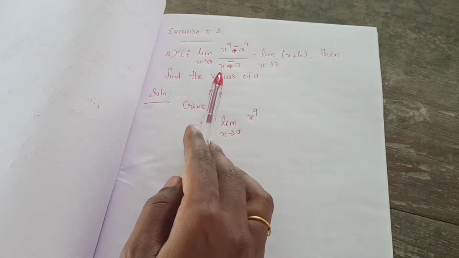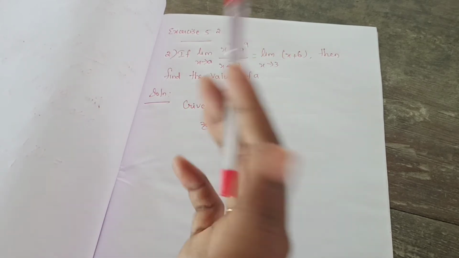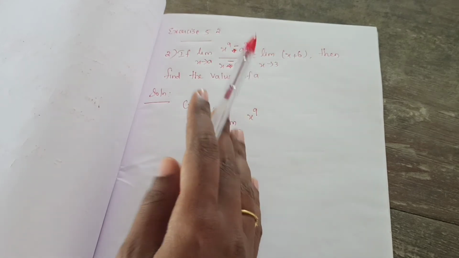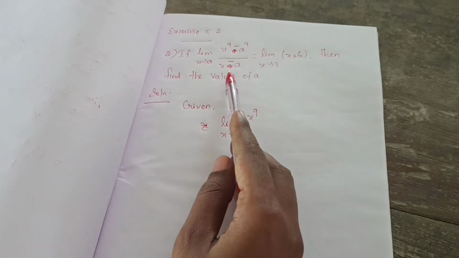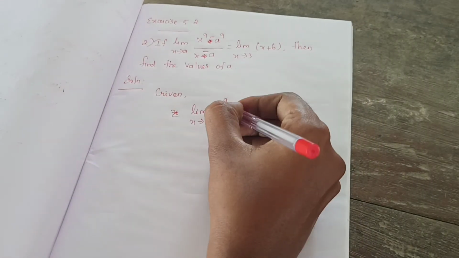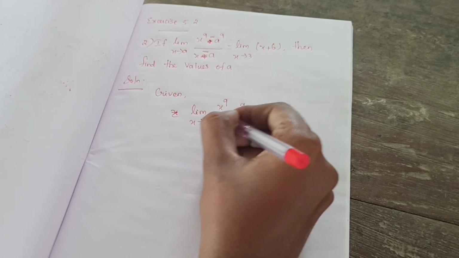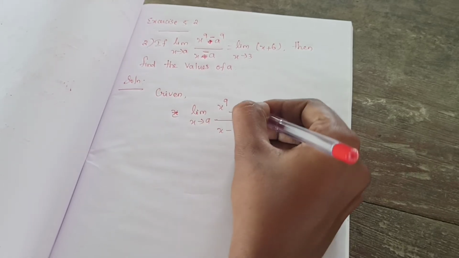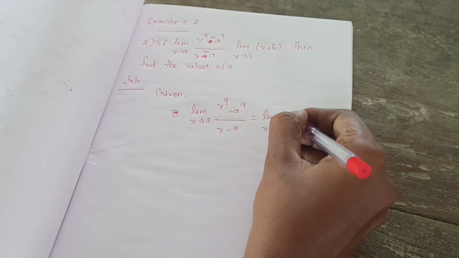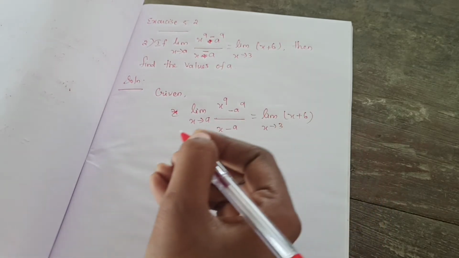Limit x tends to a. I don't know whether in your new book maybe they corrected it. So in the old book it is mentioned as plus. It's not plus, it's minus. Okay. So x power 9 minus a power 9. Change it. Then limit x tends to a, x power 9 minus a power 9 divided by x minus a is equal to limit x tends to 3, x plus 6. This is the question, it's given.